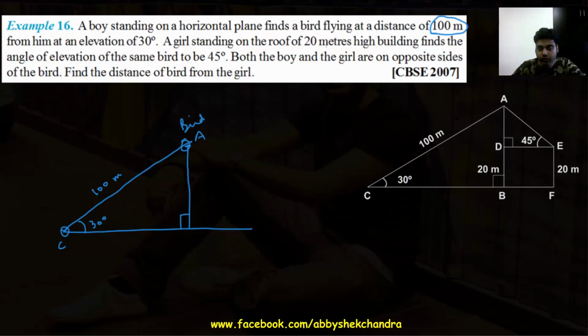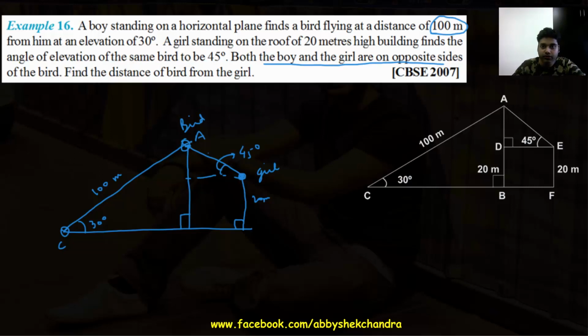A girl standing on the roof of a 20 meters high building finds the angle of elevation of the same bird to be 45 degrees. Now both the boy and the girl are on opposite sides of the bird. So the girl will be somewhere here, right? At the top of a building which is like 20 meters high. Here is the girl and the angle of elevation from here. So make the line of sight and the horizontal line. This angle is 45 degrees.